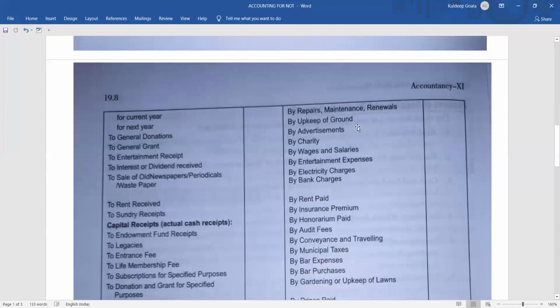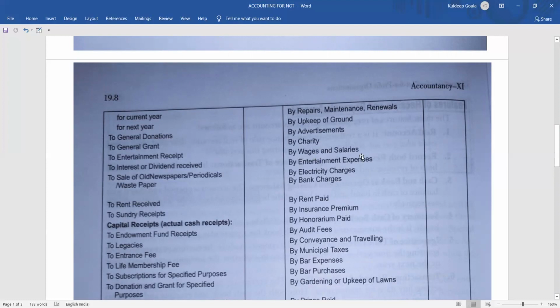Then coming to upkeep of ground, which means maintaining the ground. For maintaining the ground, you have to have one ground staff who will always look after the ground and take care of that. So for that also you have to pay certain charges, and that comes under upkeep of ground. Then advertisement, if you are making any advertisement for your club or organization. Then charity means donations, like you have provided free food to many people during flood or earthquake, or distributed blankets during the winter season. Those also will come under charity.